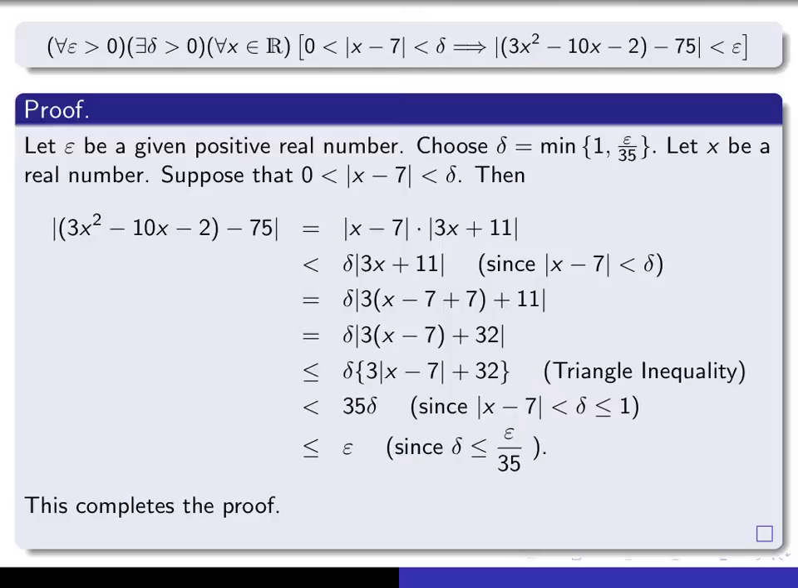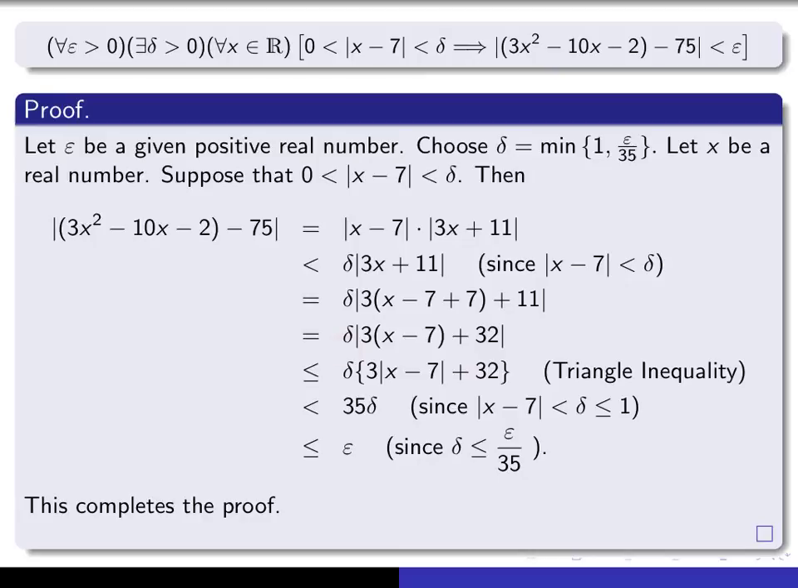Okay, so let's look at it. This is equal to this just simply by factorization. This is smaller than this because that factor is smaller than delta, and I wrote the reason there. And now I'm doing a little calculation to get my upper bound on this. Okay, so that's equal to, I added and subtracted 7, that's equal to this. And now I'm ready to apply my triangle inequality.